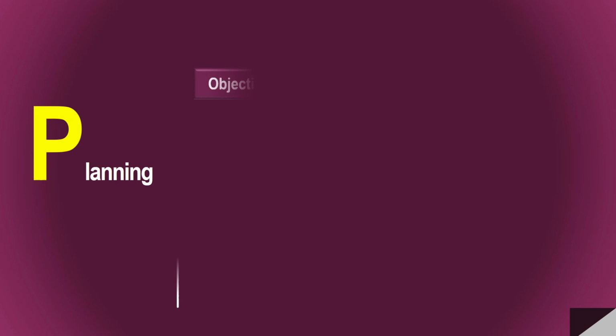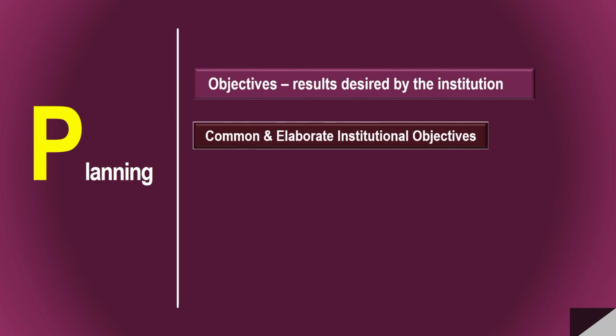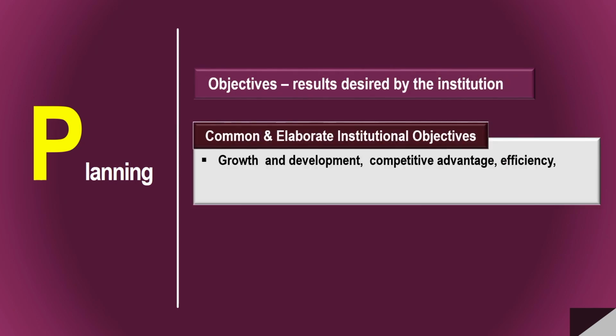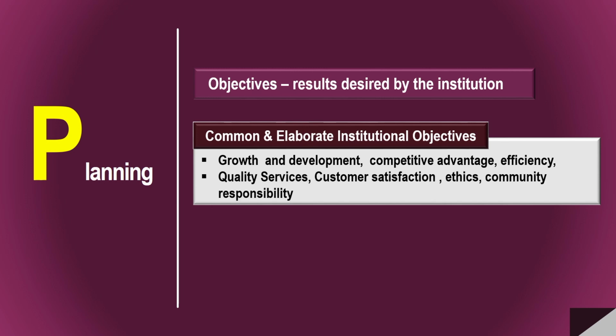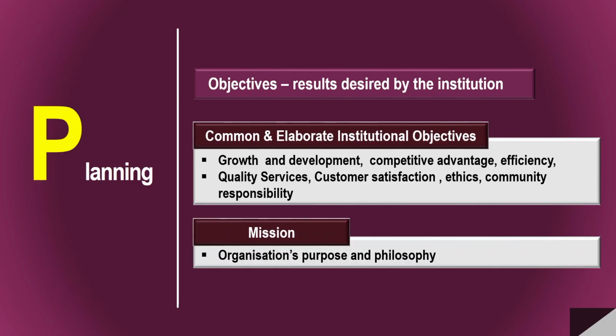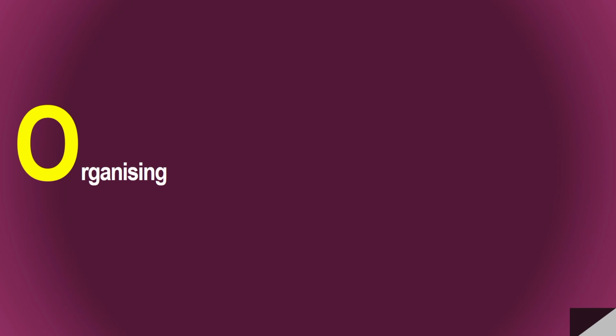Some of the common and elaborate institutional objectives are its growth and development, competitive advantage, efficiency, effectiveness, quality services, customer satisfaction, ethics, community responsibility. Then, the mission means institution purpose and philosophy for which it has been made. Why we are working, what we want to achieve are part of the institutional mission. Then comes the second function of management, that is organizing.